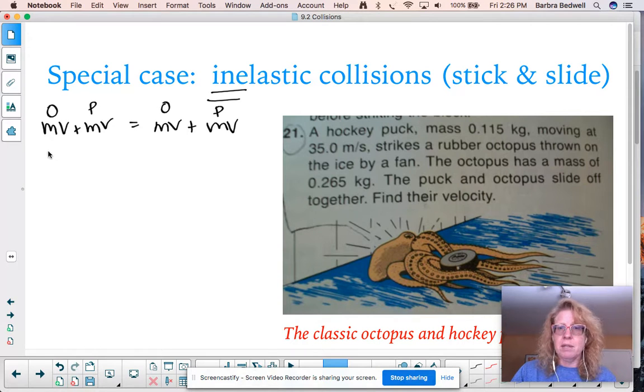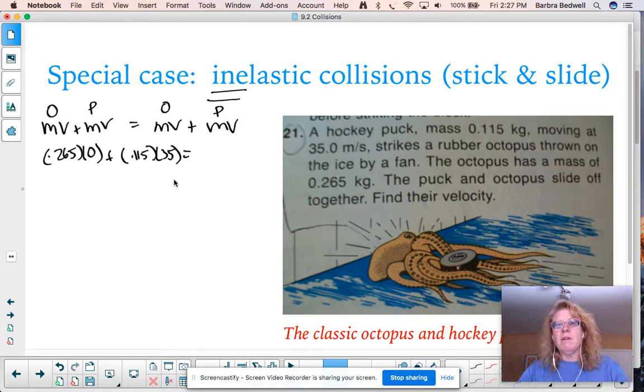So our octopus is going to be 0.265 kilograms, and it has an initial velocity of 0. It's just sitting on the ice. Our hockey puck has a mass of 0.115, and it had an initial velocity of 35 meters per second. Now afterwards, the puck and the octopus slide off together.